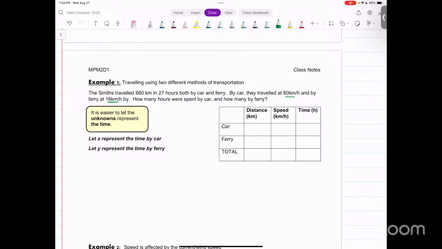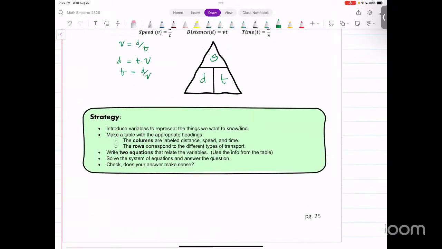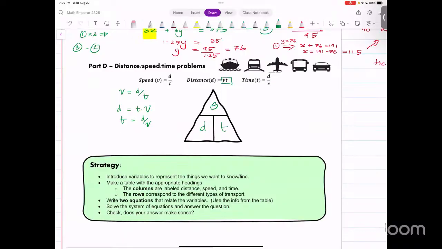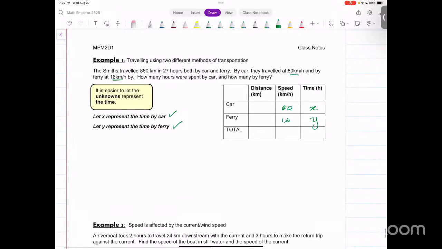Here, first statement: x represents the time by car, y represents the time by ferry. By car, they're traveling 80 kilometers per hour. By ferry, they're traveling 60 kilometers per hour. Now, what's the connection between distance and time? The distance is velocity times t. Velocity times the time, add 80x and 60y. Now let's add the total. The total distance they travel is 880, and the total time they spend is 27. So here's your first equation: 80x plus 60y is equal to 880.